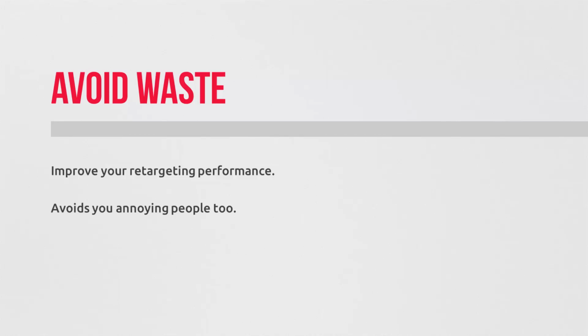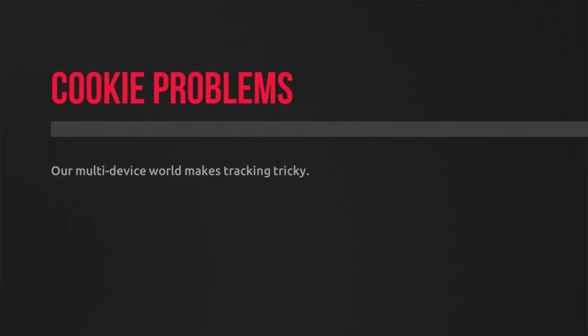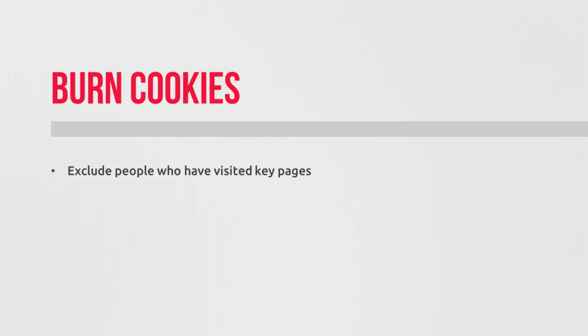on them. The problem is, in a multi-device world, it means that cookies don't cross browsers and platforms, and people jump on a mobile, a tablet, a PC, whatever it may be, and they still get retargeted across these platforms. So we need to be clever about trying to burn these pixels. A few tactics are to exclude people who have visited those key pages, such as the checkout.